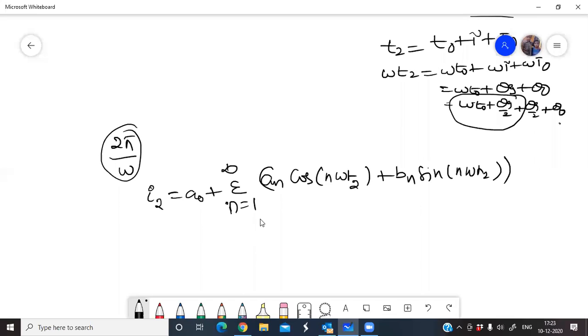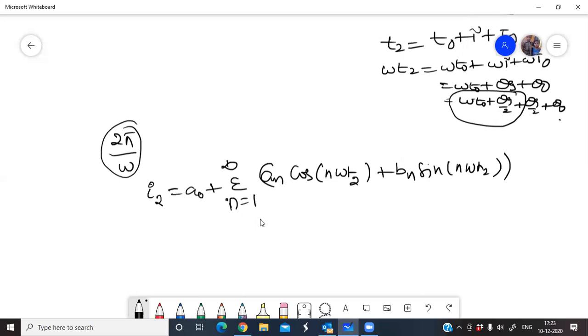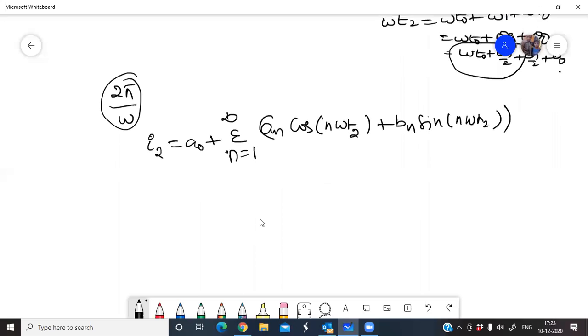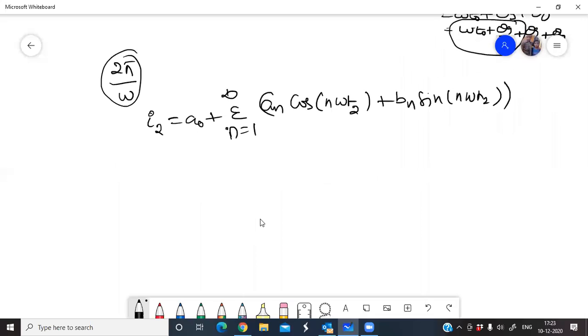Why do you have to go for the Fourier series? Because the current waveform at the catcher cavity is a periodic waveform with the period 2 pi by omega. So there is no need to substitute into the formulas like A naught equal to something, An equal to something, Bn equal to something. Directly you can write the answers, because here my concentration is not on the Fourier series representation. So I am writing the answers directly.